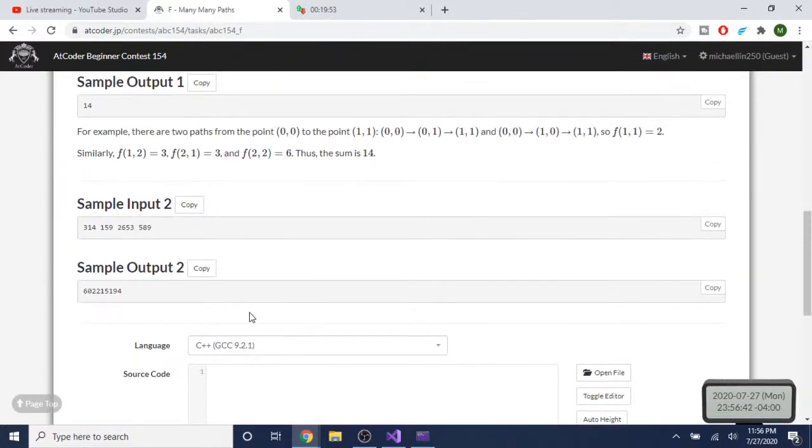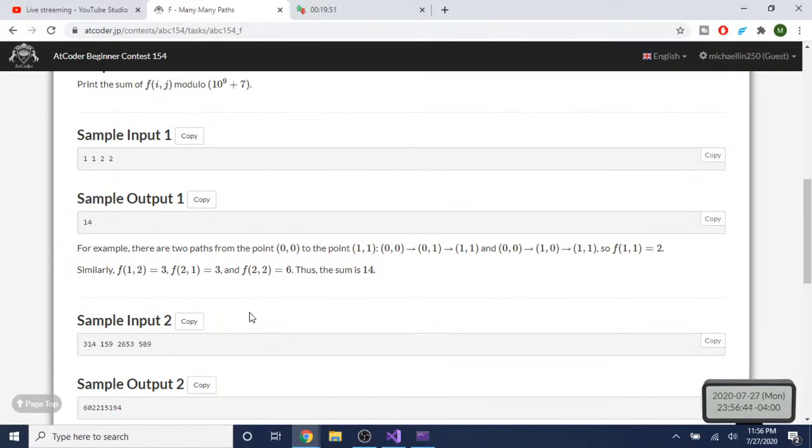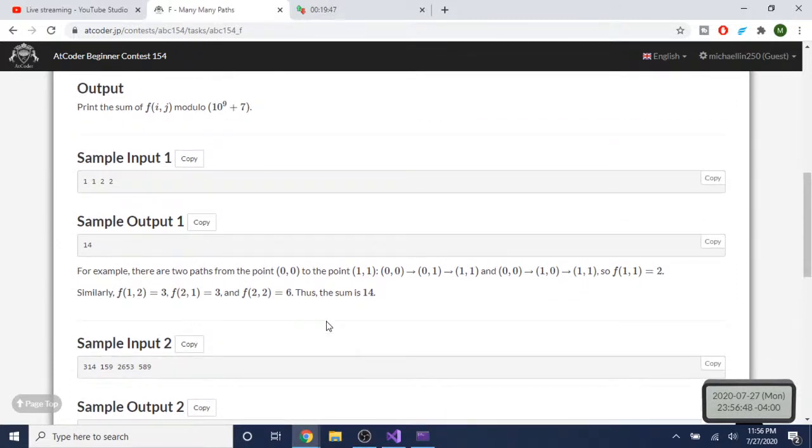Let's see. 2, 1, 2, 1, 2, 3, 2, 1, 3. 2, 2 is 6. F of 2, 2. So 2 minus... What if I do 2 minus 0 plus 1 times 2 minus 0 plus 1? No, but that'll give me 9.